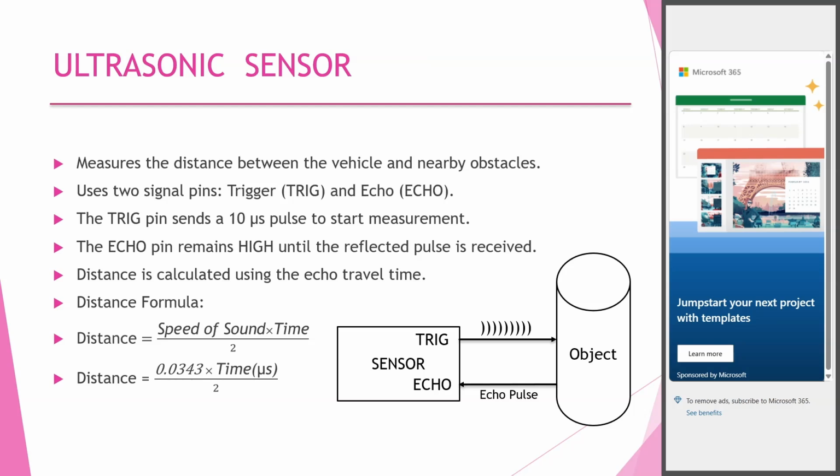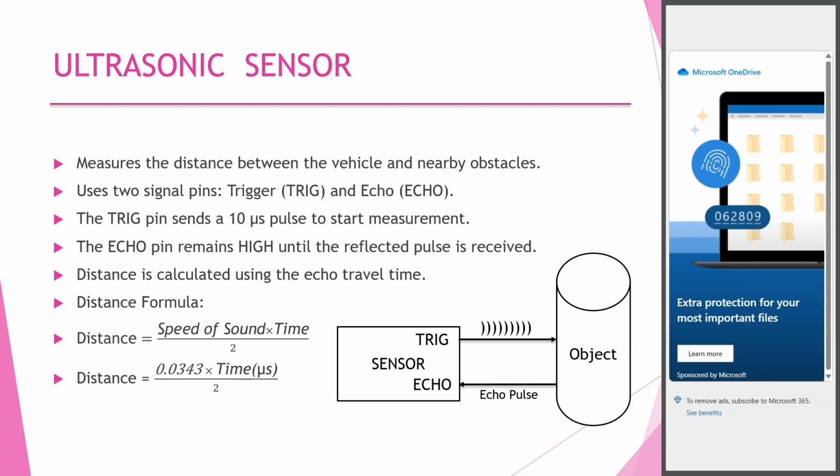Ultrasonic sensors measure the distance between the vehicle and nearby obstacles and use two signal pins: trigger and echo. The trigger pin sends a 10 microsecond pulse to start measurement. The echo pin remains high until the reflected pulse is received. Distance is calculated using echo travel time. The distance formula is speed of sound times time divided by 2, so distance is 0.0343 times time in microseconds divided by 2.